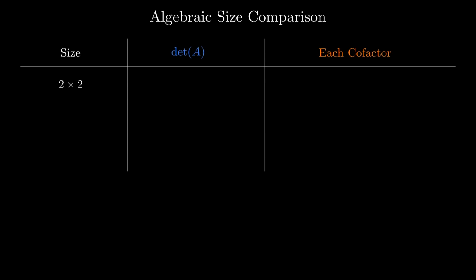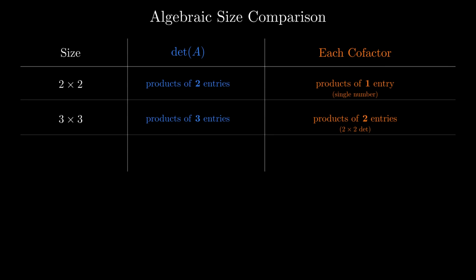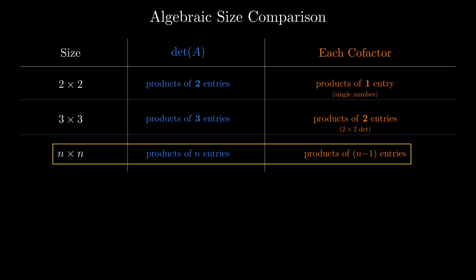For a 2 by 2 matrix, the determinant of A is the sum of products of 2 entries, but each cofactor is just a single entry, a product of 1. Now for a 3 by 3 matrix, the determinant of A is a sum of products of 3 entries, 1 from each row and column. But each cofactor is a 2 by 2 determinant built from products of 2 entries. And in general, for an n by n matrix, the determinant has products of n entries, while each cofactor has products of n minus 1 entries.